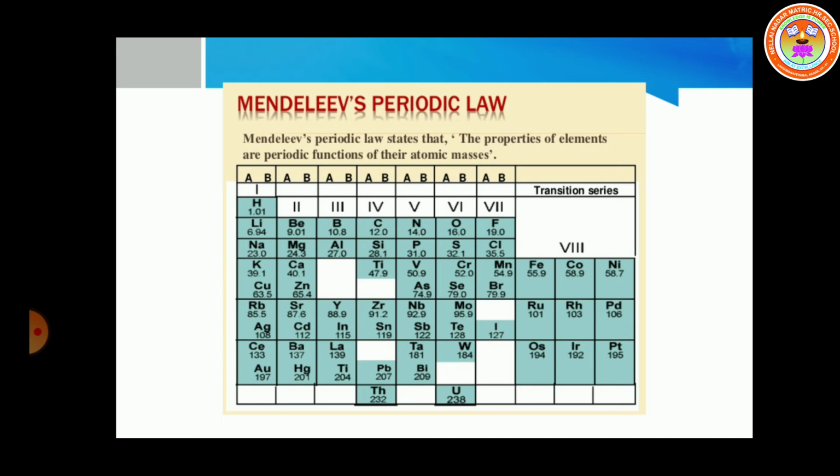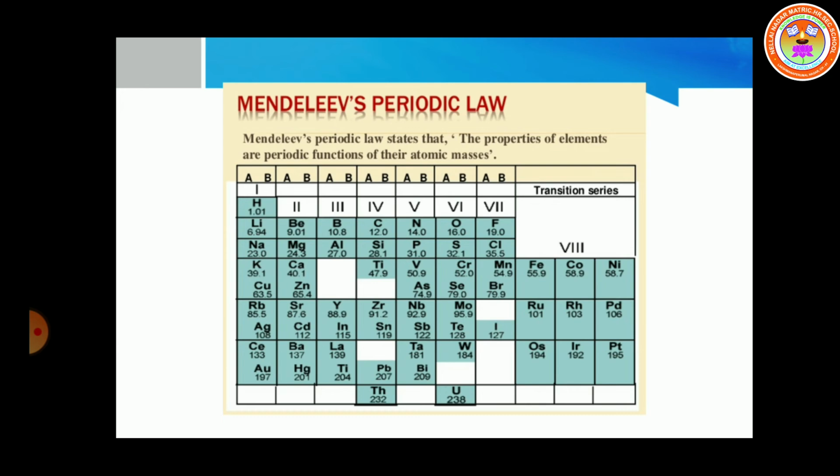Cobalt. What is the atomic mass of cobalt? First, what is the symbol for cobalt? Co. Now we check, the atomic mass of cobalt is 58.9. And what's the symbol for nickel? Ni. And what's the atomic mass of nickel? 58.7. We know in Mendeleev's periodic table, the elements were arranged in the increasing order of their atomic masses.